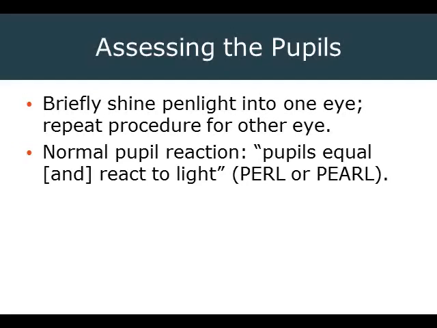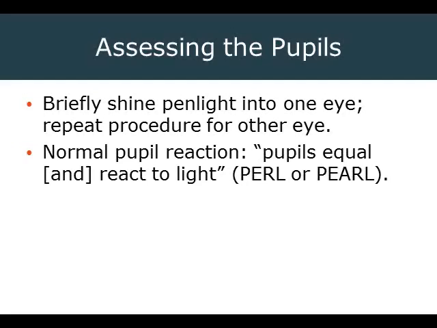We can also do PERRL, which is pupils equal, round, and reactive to light. And then on occasion, you will also see people documenting PERRLA, where they add an A on the end. The A means accommodation. In most cases, we are not really checking accommodation in the field. So if you don't know what checking accommodation means, you should not be documenting A on the end of that.